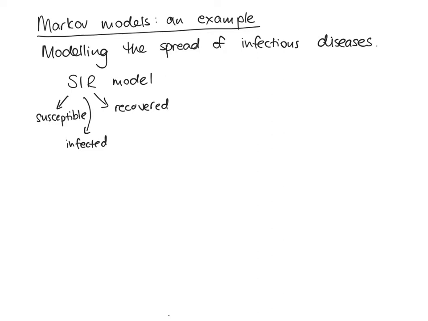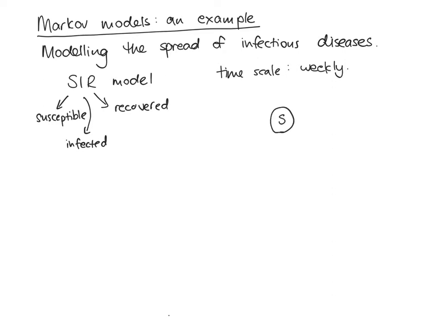Now we're going to suppose that you can change state once a week. So that means our timescale is weekly. And we need some probabilities to know from 1 week to the next what state you're likely to be in. So let's have a look.